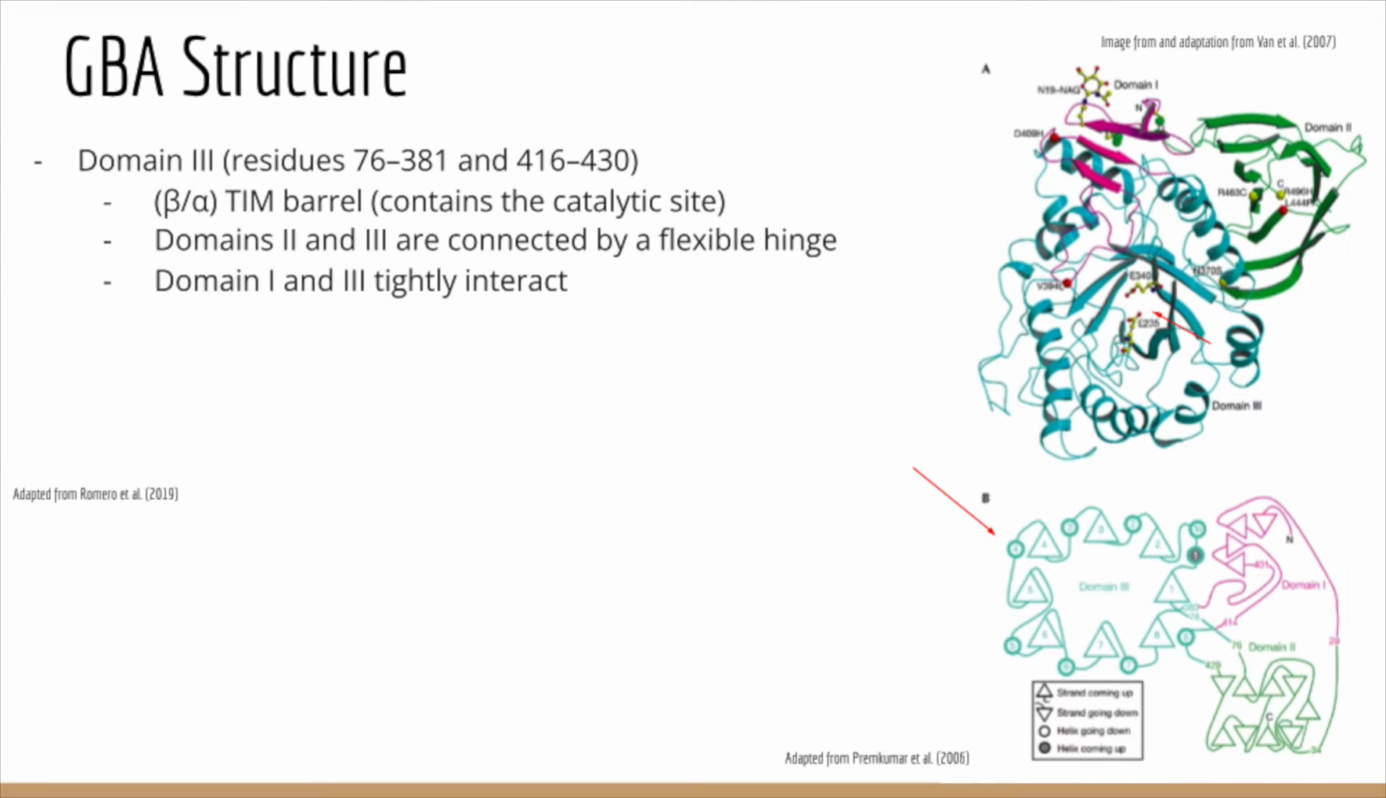Domain 3 consists of a TIM barrel, which contains the catalytic site of the enzyme. The arrow pointing at the upper figure is showing where the catalytic site is, whereas the lower one is simply pointing to the TIM barrel. 2 other points that are relevant to bring up are that domains 2 and 3 are connected by a flexible hinge. It's hard to see that in these figures, however. Another point is that domain 1 and 3 do tightly interact, which you can see better in the 3D structure than the drawing structure down below.